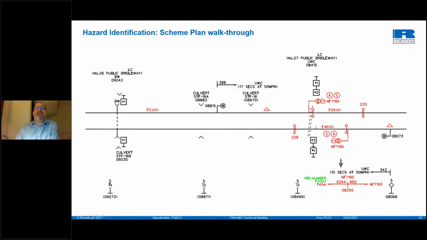Equally, you've got this dumbbell shape here, an axle counter, which is very close to the level crossing, and in fact almost looks as if it sits on top of the level crossing. So are there going to be impacts of metallic objects passing very close to that axle counter and disturbing the signalling system? What are the impacts of that? So that's quite an interesting example. That's a real example, and I would suggest they probably have changed it through an update of the scheme plan as a result of the hazard identification and risk management process that we have undertaken.